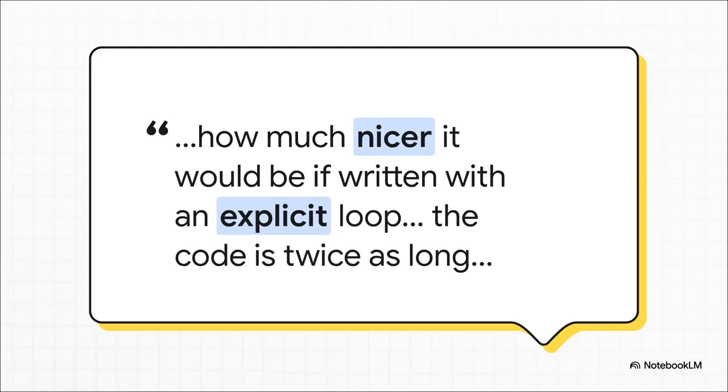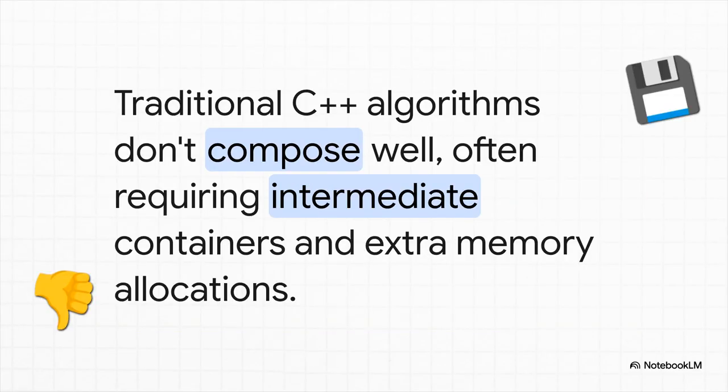And this quote from a developer on Reddit just hits the nail on the head. They're talking about that old STL algorithm syntax and how frustrating it can be. You know the look. To do something simple like filter some data and then transform it, you end up with this verbose mess of iterators and temporary variables. It's so clunky that sometimes you just give up and write a plain old for loop because it's easier to read.